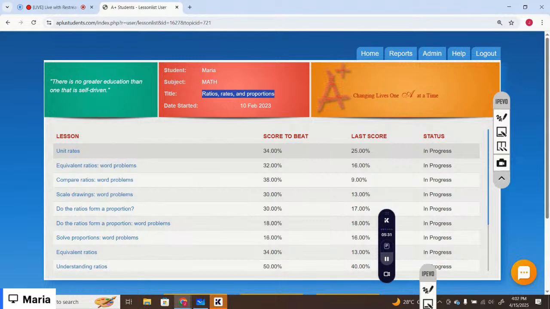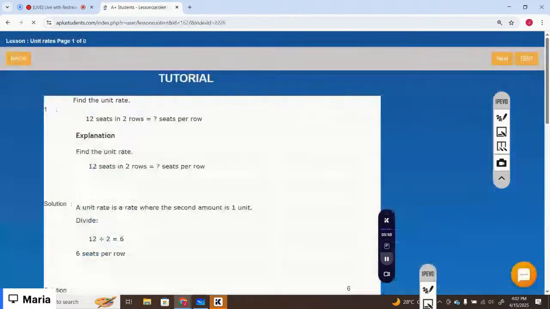Here I'm on grade 7 math. The chapter we are on right now is ratios, rates, and proportions. Let's just start with the first lesson, that is unit rates. Okay, find the unit rate. Unit rate means you need to find the value of one thing, right?